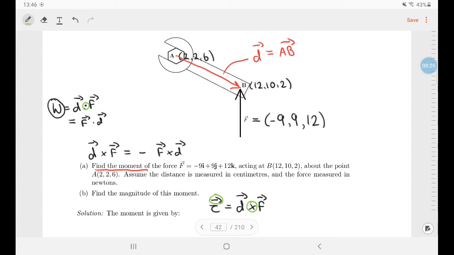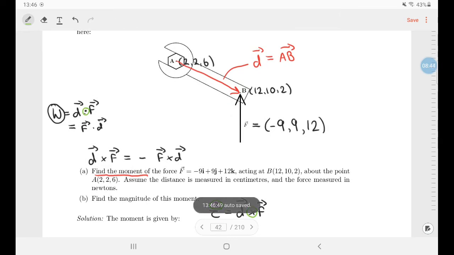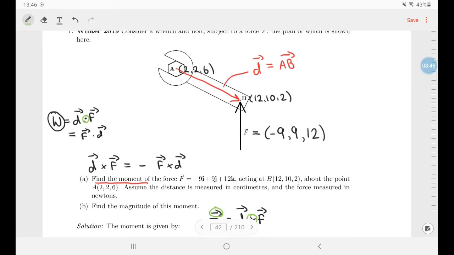Okay, so we have to do all this. It'll be easy enough for us to find the displacement. It's just going to be the vector from A to B. I'm just writing down A and B here for myself, to double check I don't get it wrong. How did I manage that? Oh, I wrote down the force by accident. Sorry, my bad. So B is 12, 10, 2.